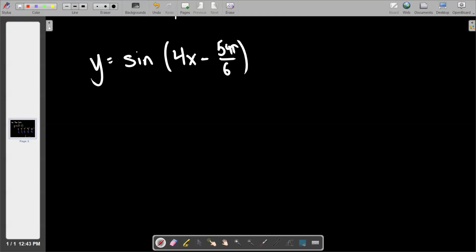What you want to do to find your period is you want to take the 4x minus 5 pi over 6. This is a good one. You're going to want this. And if you go on to take more advanced trigonometry classes, you can use this for tangent graphs, cotangent graphs, secant graphs, cosecant graphs. It all starts with this.